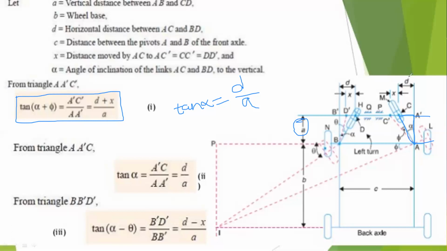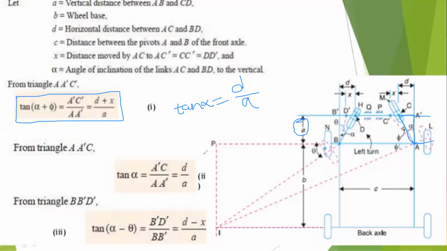Opposite side is distance D and a. So that is the vertical distance between AB and A dash B dash, and a to a dash, that is the vertical distance. That is, tan alpha is equal to D by a.